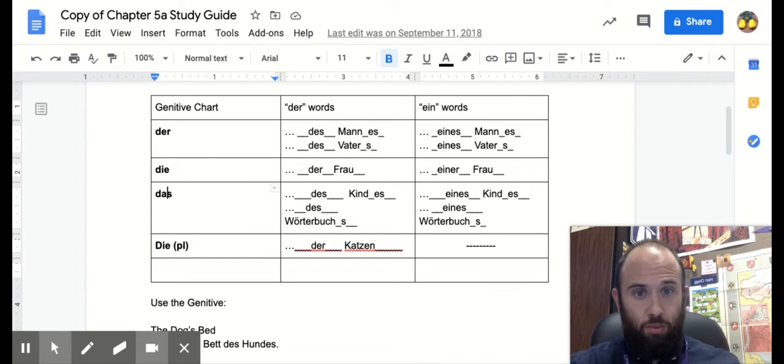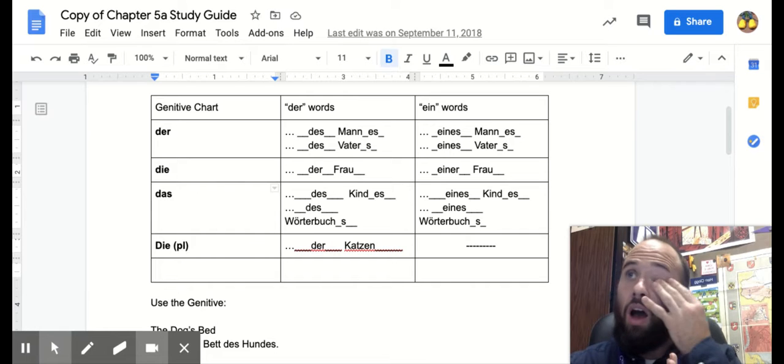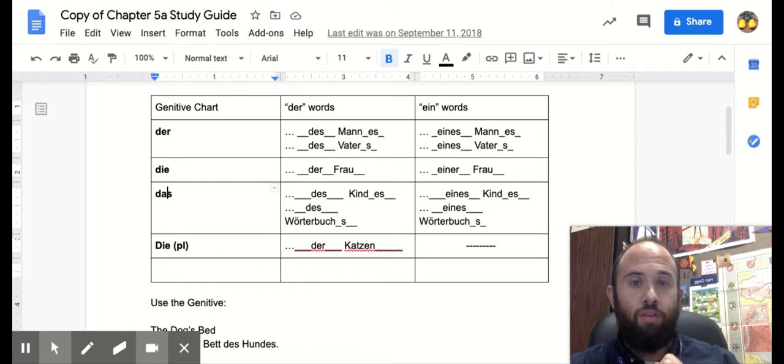Two or more syllable words get just an S. Vater. So if I'm saying of the father, des Vaters. Das ist das Auto des Vaters, the car of the father. But if I'm saying the car of the man, das Auto des Mannes. Ein-words do the same thing. I'm going to leave those out for right now to spare time. But notice das words do the same thing.